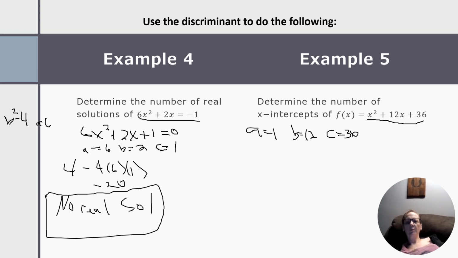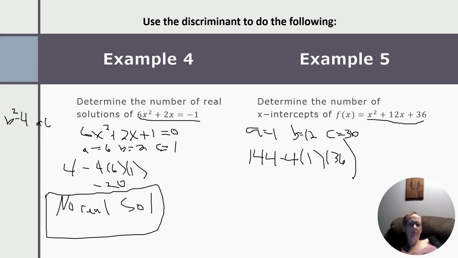So I have B squared, which is 12 squared, 144, minus 4 times A times C. So 144 minus 4 times 36, because I can ignore the 1, is 0. So if it's 0, that means there's one real solution or one x-intercept.